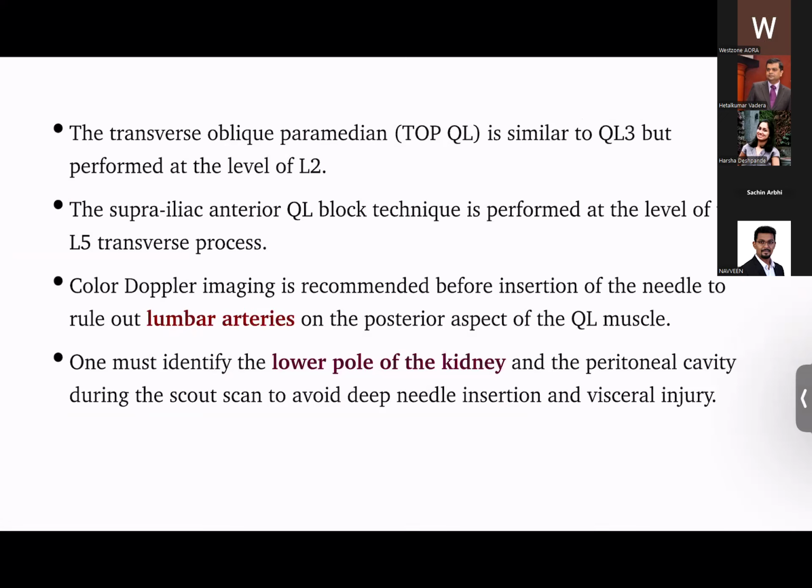Also, there are other variations of QL block like transverse oblique paramedian QL. It is similar but performed at the level of L2, where ideally we perform at the level of L4, or suprailiac anterior QL block performed at the level of L5. Always use color Doppler during the scout scanning before inserting the needle, as there would be lumbar arteries on the posterior aspect of the QL muscle. We should also identify the lower pole of the kidney during the scout scanning, so as we don't go deep and cause visceral injury.